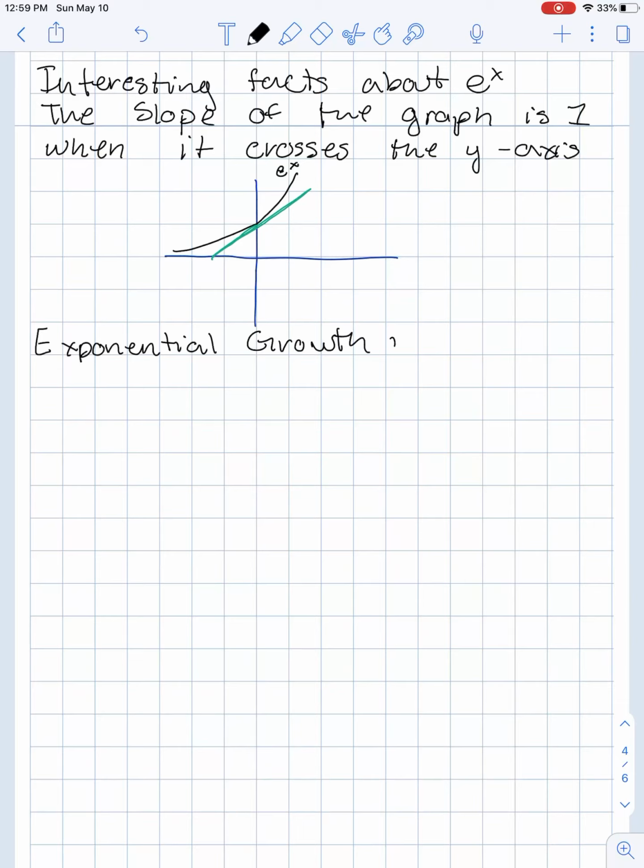Exponential growth and decay. We kind of already talked about growth, right? Our interest rate growing, but we can also talk about things decaying. Radiation, the size of a tumor, the number of sick people, hopefully decays, and things like that. So we can let k be a constant.